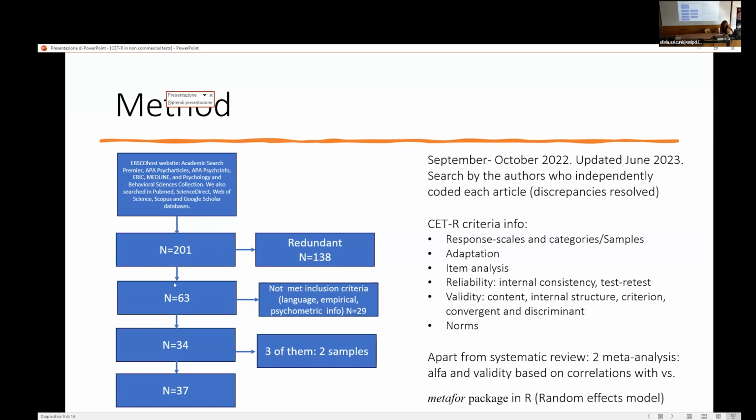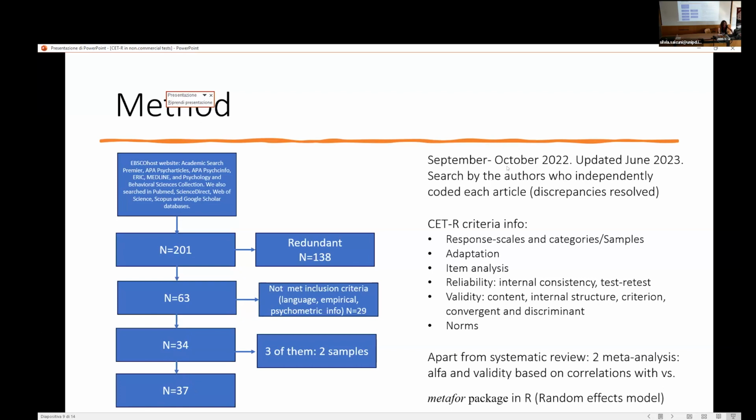138 were redundant, so that took us to 63 papers. But we chose those that were written either in English or Spanish. And also they needed to be empirical studies, because some of them were just reviews of the problem of internet use. So this took us to 34 studies. And in the end, we analyzed 37 results or databases, we would say, because some studies provided more than one sample.